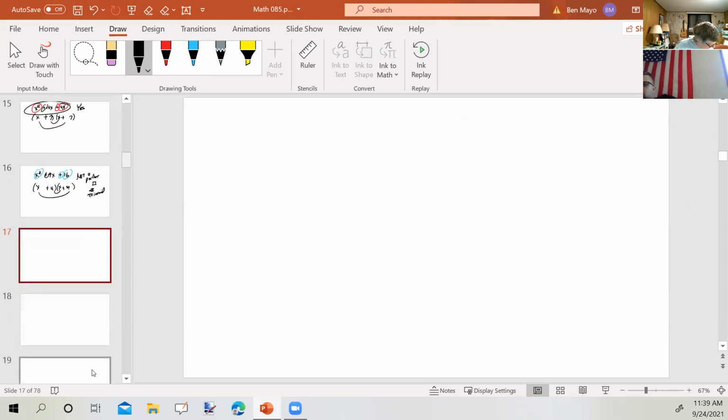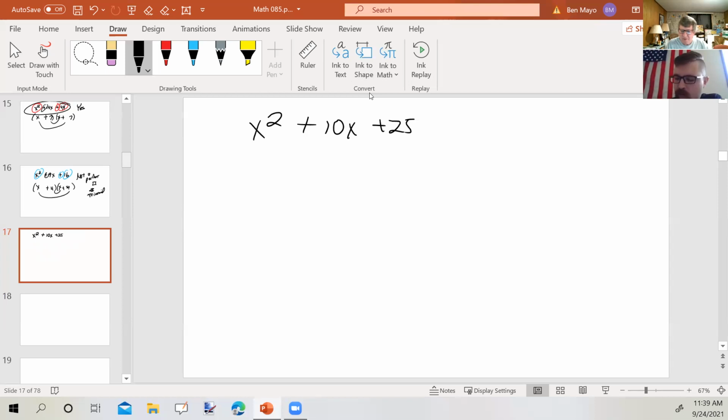All right, now, let's take a look at this problem. x squared plus 10x plus 25. It says to factor it, okay? So again, the emphasis here is on seeing if it's a perfect square. If it is, factoring it that way. If it isn't, going back to a previous section.